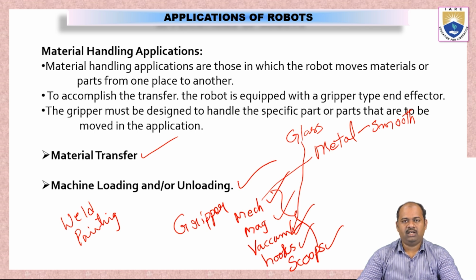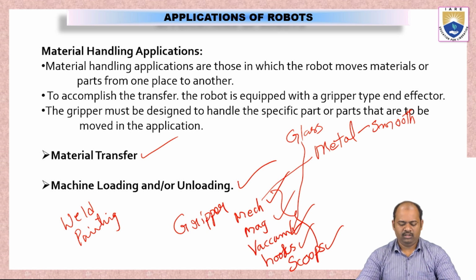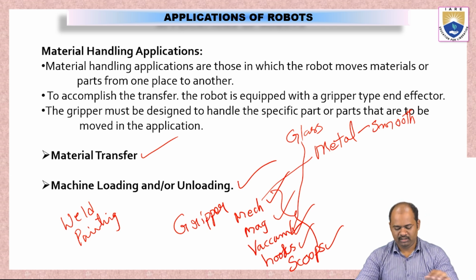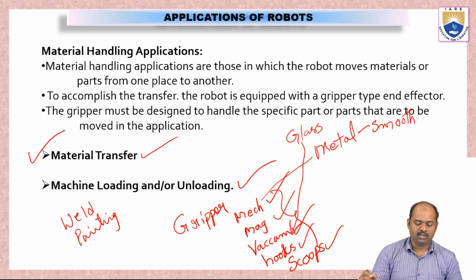After the completion of the machining, the object has to be removed from the CNC machine, where it can be stored in the warehouse. This process can be done by a robot. This comes under material loading or unloading.